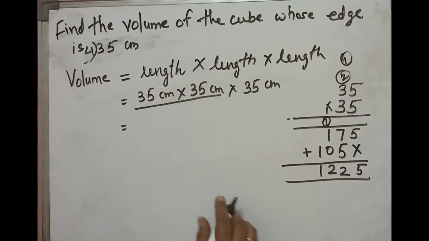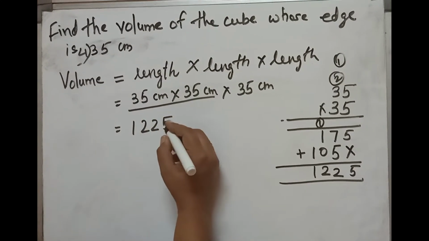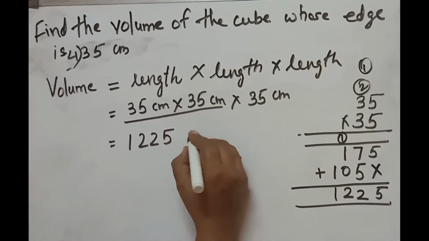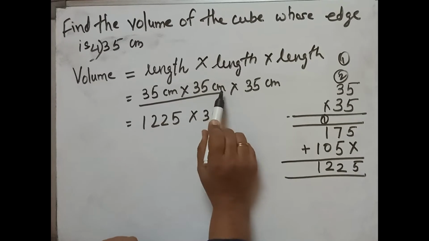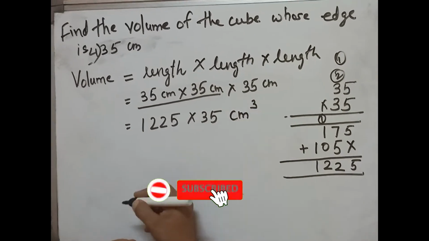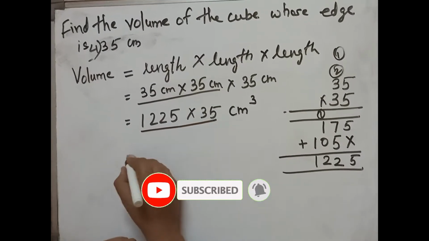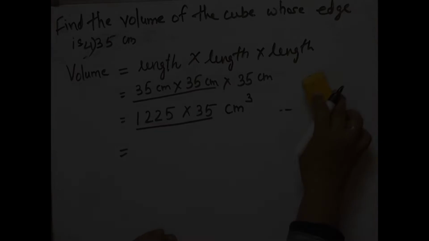So what we got? 1225. 1225 multiplied by 35. Now centimeter multiplied by centimeter multiplied by centimeter, you will get centimeter cube. Now we are going to multiply this part. So again we will do the rough work.